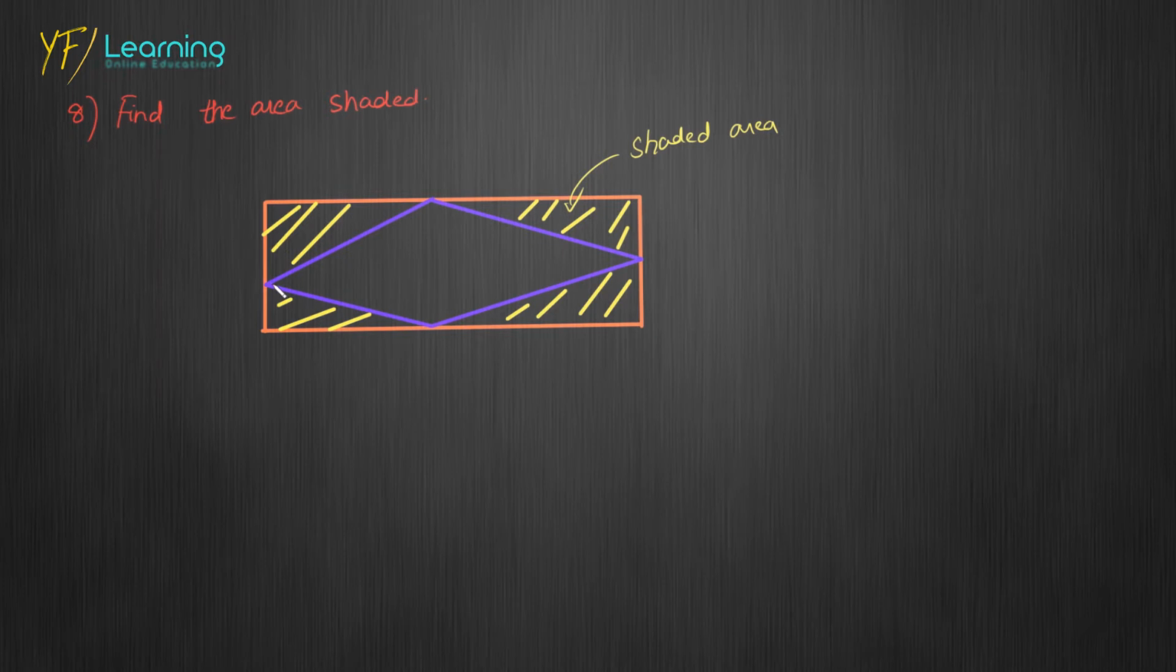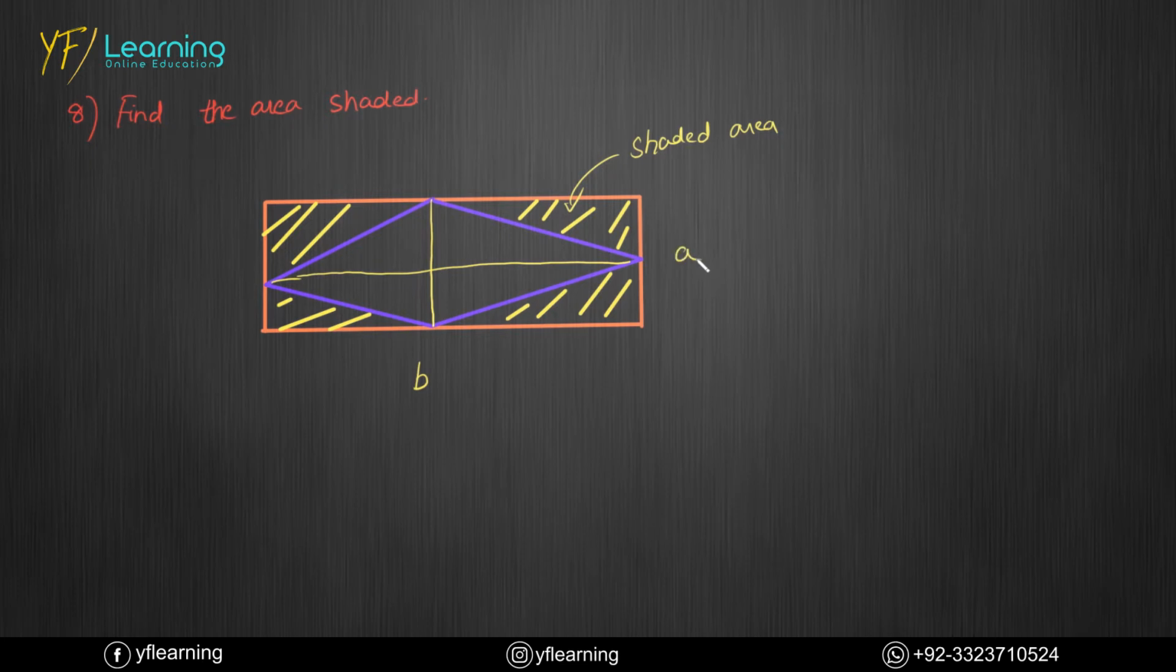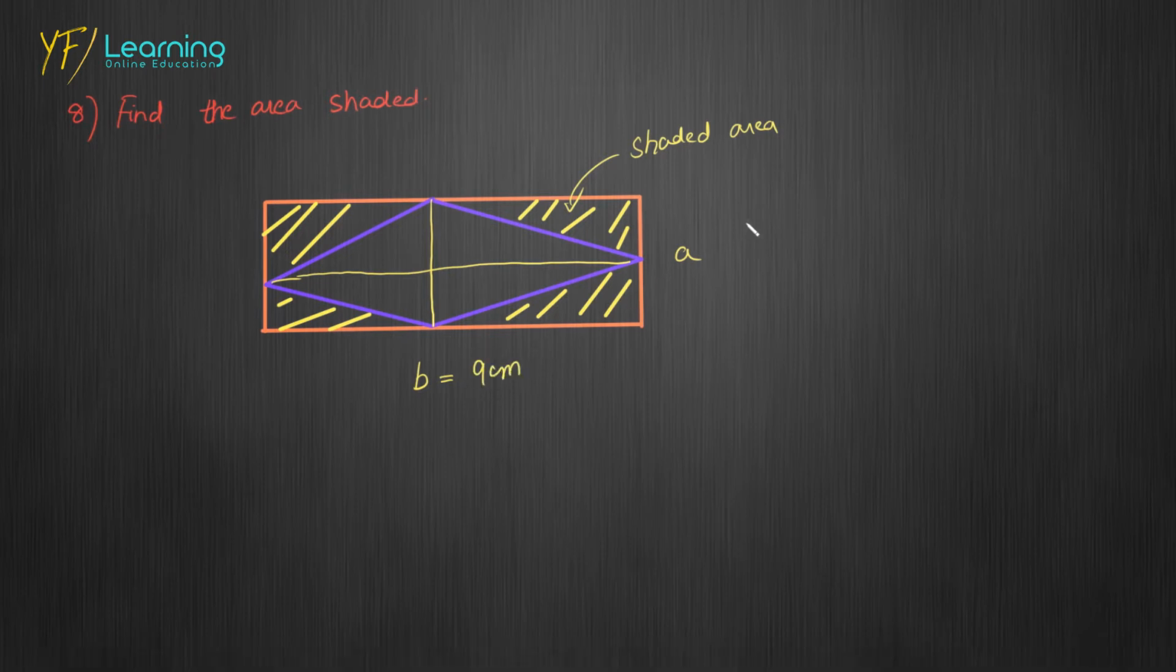So kite has two diagonals. The longer diagonal is known as B, the shorter diagonal is known as A. So B is equal to 9 centimeter, it is given, and A is equal to 4 centimeter. This is also the length, this is also the width of this rectangle, and this 9 centimeter is also the length of the rectangle, as well as the length of the kite diagonal.